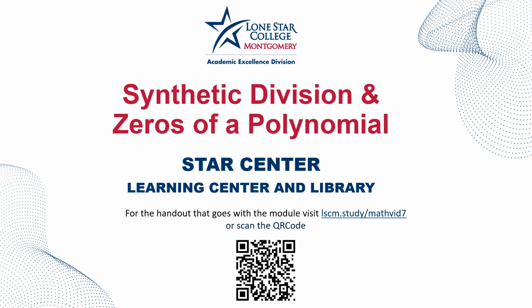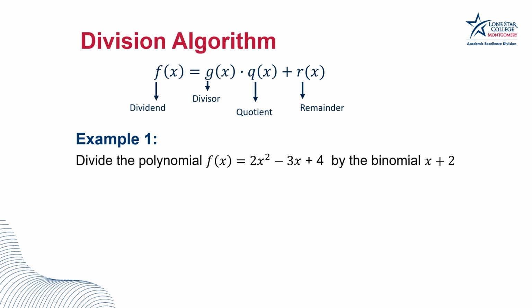Hello, in this video we will be talking about synthetic division and zeros of a polynomial. Our polynomial can be written in this form, f of x equals g of x times q of x plus r of x, using the division algorithm, where g of x is called our divisor, q of x is our quotient, and r of x is our remainder.